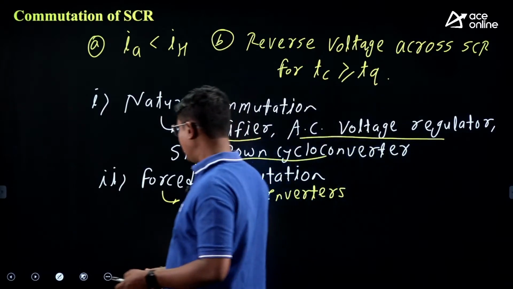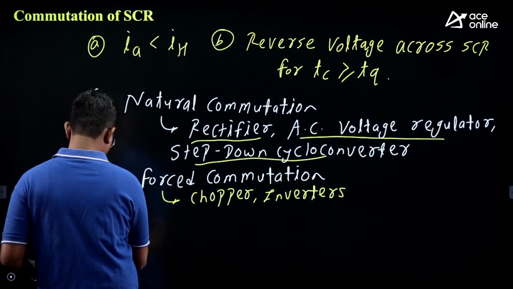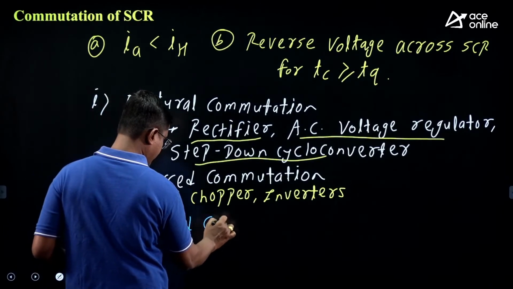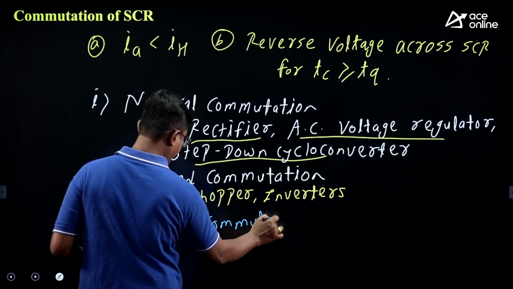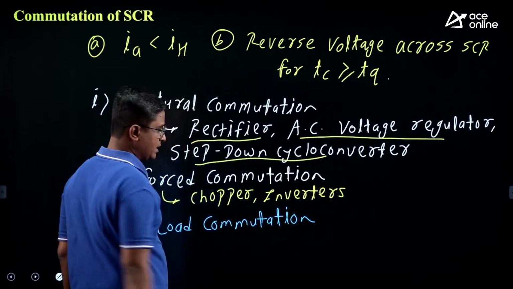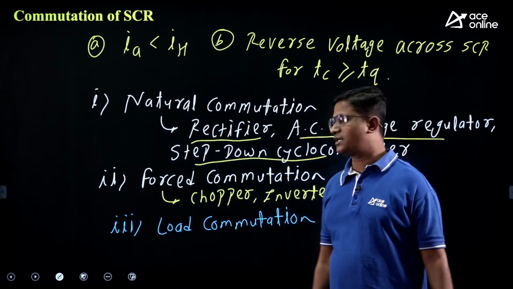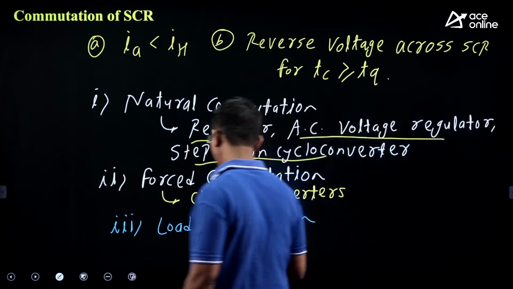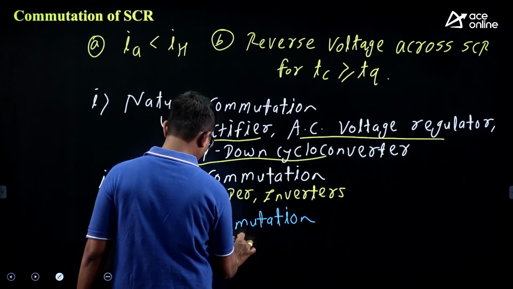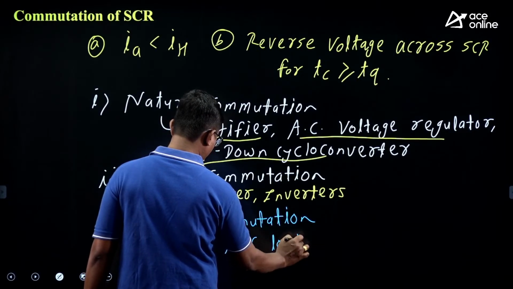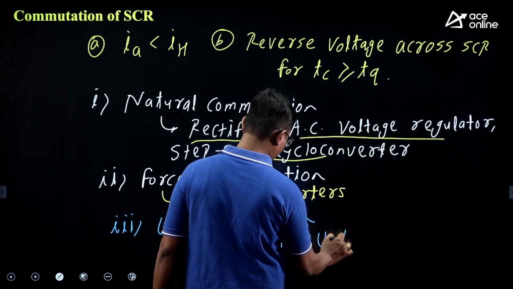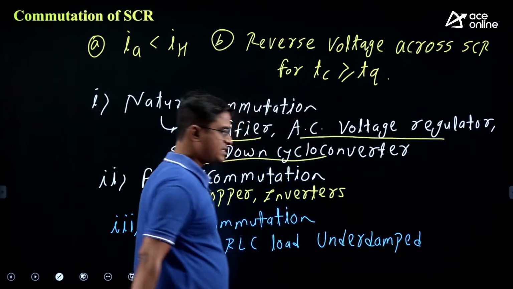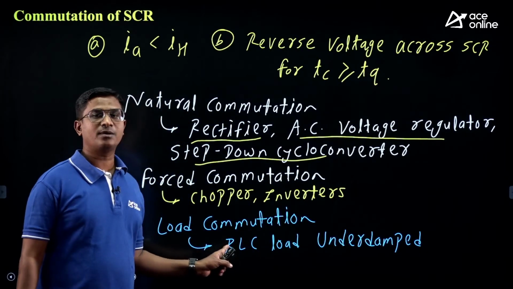Okay. Next, third is load commutation. Load commutation means the SCR here turns off due to the nature of the load. But for load commutation, we require the load RLC and it should be underdamped. An RLC underdamped load is required for the load commutation, right?